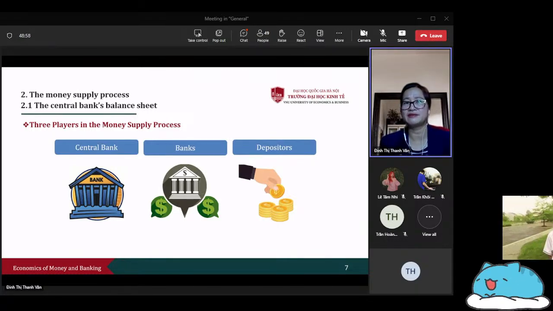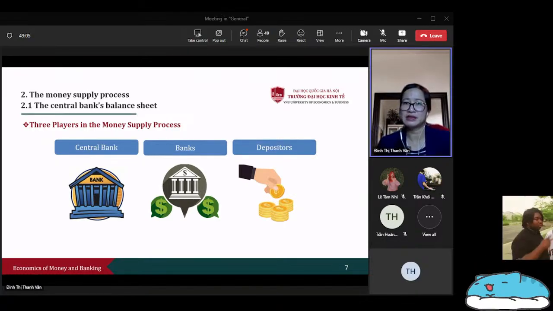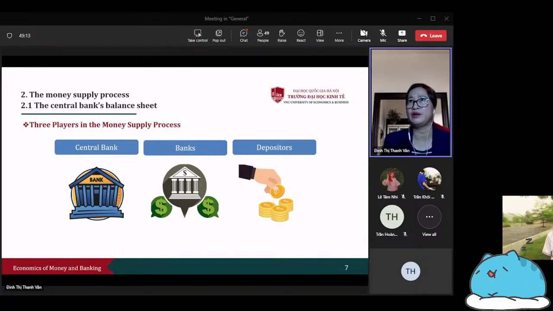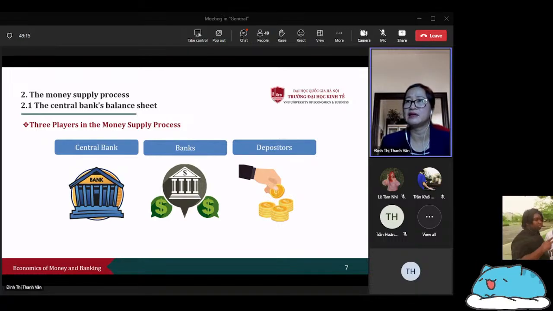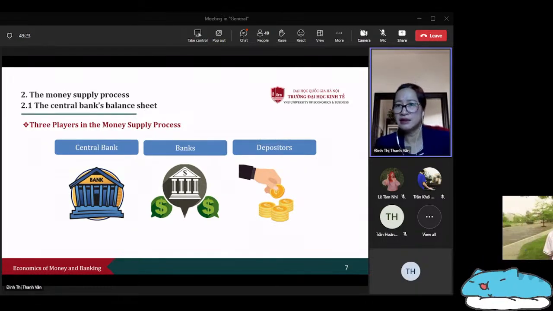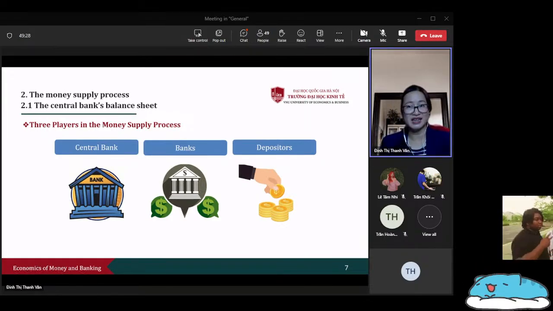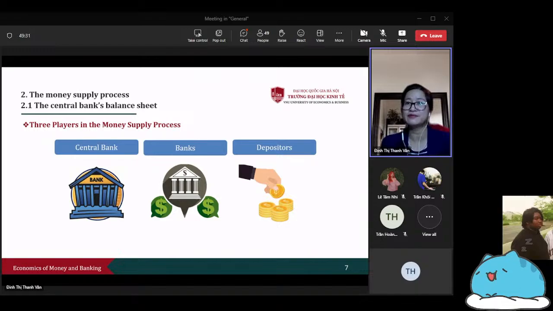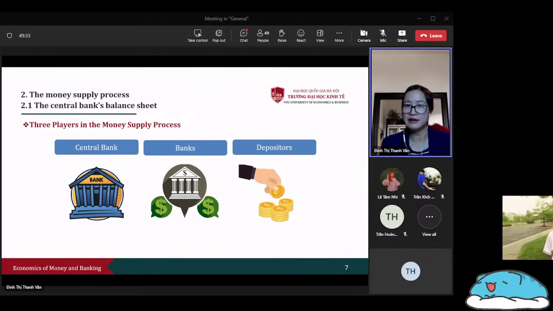In Vietnam, we have people's credit unions. In the US, they have different types of banks, for example credit unions or savings banks or commercial banks. But in Vietnam, most of the banks are commercial, and we have people's credit unions acting as banks as well. And depositors may be individuals or organizations or businesses that have money deposited in banks.